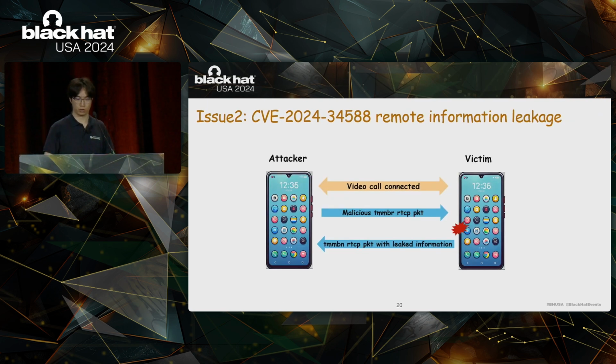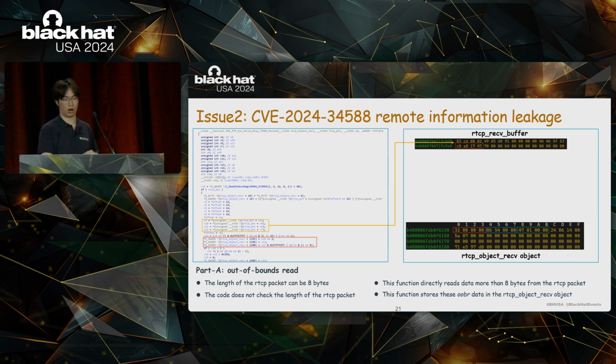Here we come to issue 2. TMMBR and TMMBN respectively indicate temporary maximum media stream bit rate request and notification. An attacker can trigger an out-of-bound read by sending a malicious TMMBR packet after the video call connection is established. Then the victim phone will reply with a TMMBN packet containing the out-of-bound read data to the attacker. Issue 2 is the only information leak vulnerability we found in our research. It helps us bypass the ASLR, and it is a 4-byte range out-of-bound read.